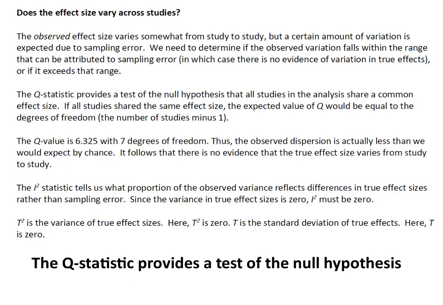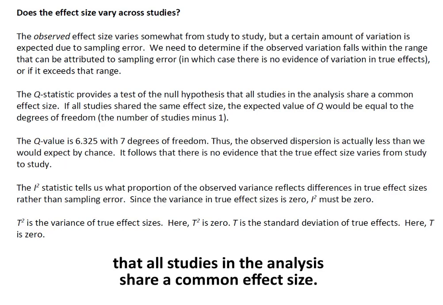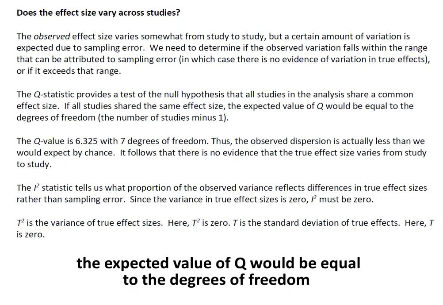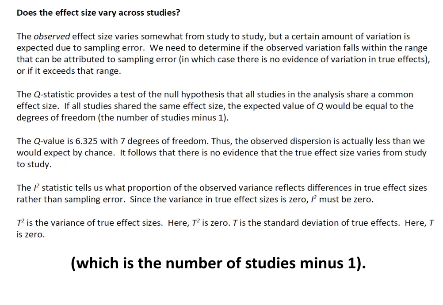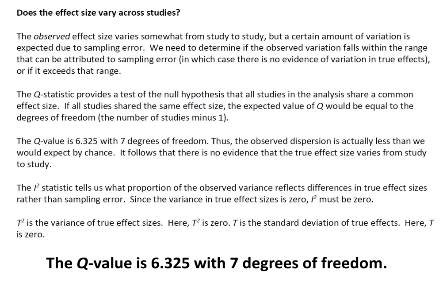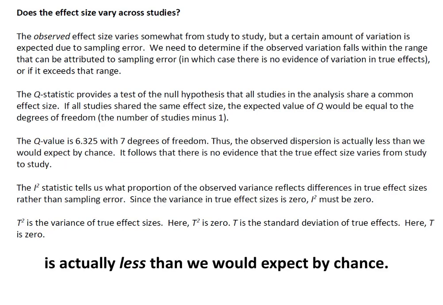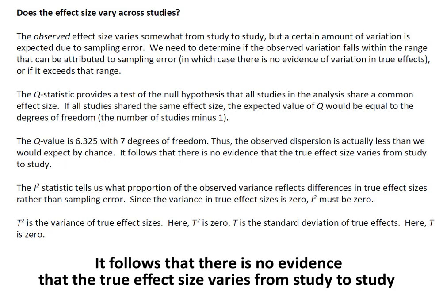The Q statistic provides a test of the null hypothesis that all studies in the analysis share a common effect size. If all studies shared the same effect size, the expected value of Q would be equal to the degrees of freedom, which is the number of studies minus 1. The Q value is 6.325 with 7 degrees of freedom. Thus, the observed dispersion is actually less than we would expect to see by chance. It follows that there's no evidence that the true effect size varies from study to study.